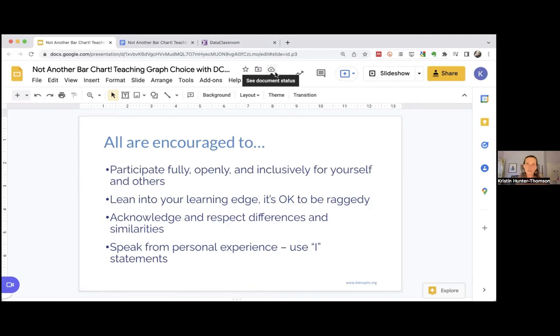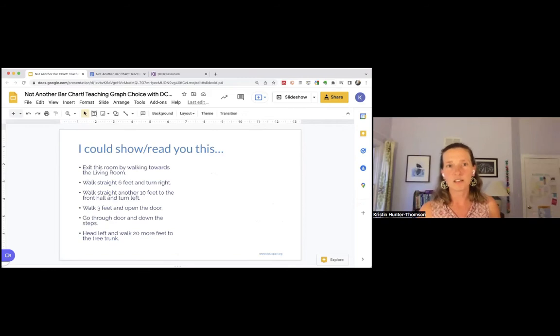We all teach in different situations. We have different learning circumstances that we facilitate learning within. And so I just encourage us to use our I statements rather than generic statements to acknowledge those differences and similarities that we have.